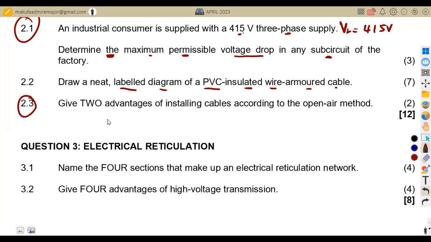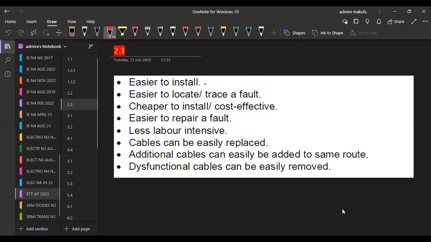All right, 2.3, give 2 advantages of installing cables according to the open air method. All right, so take note there. We are working with the air method. What are the advantages of using the air method? So the advantages can be it's easier to install, easier to locate or trace a fault. It's cheaper to install. That is the cost-effective part.